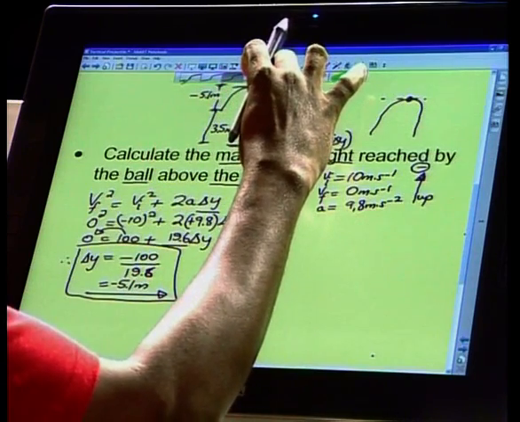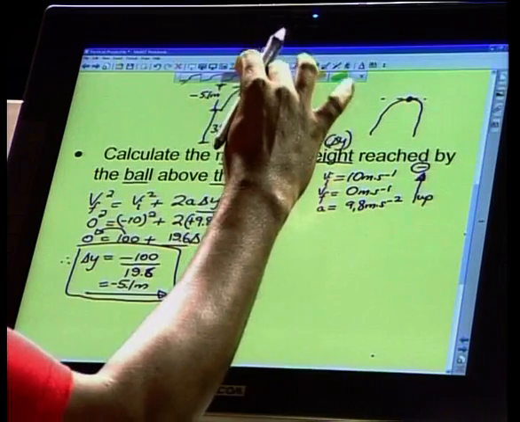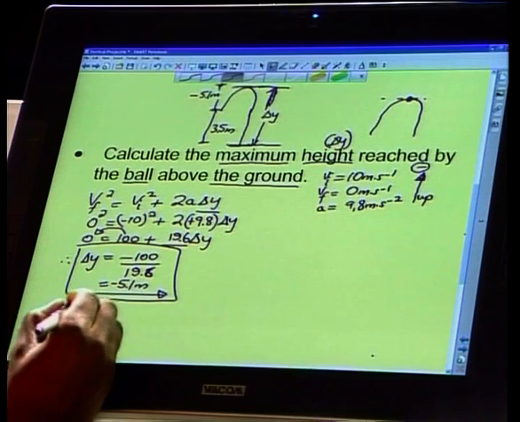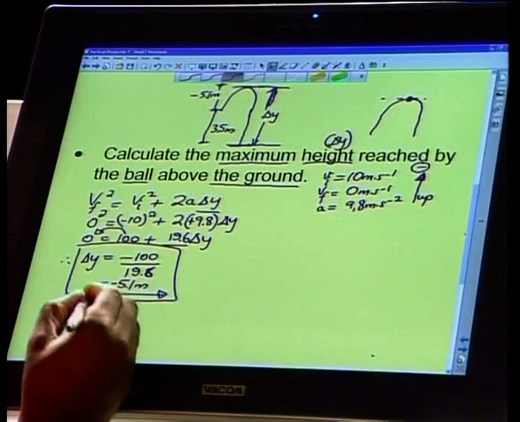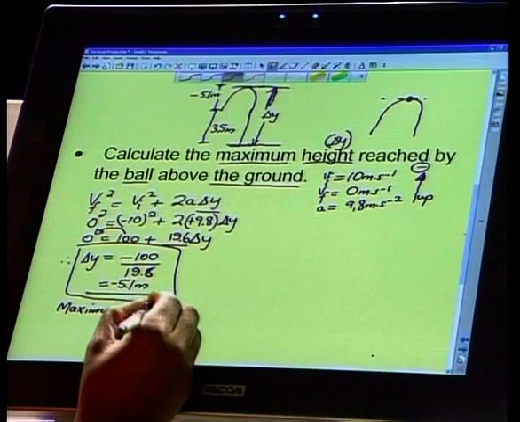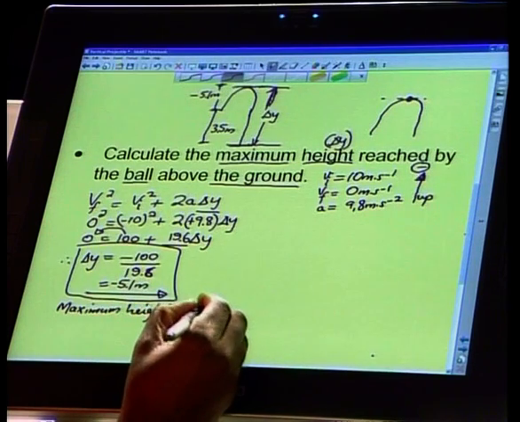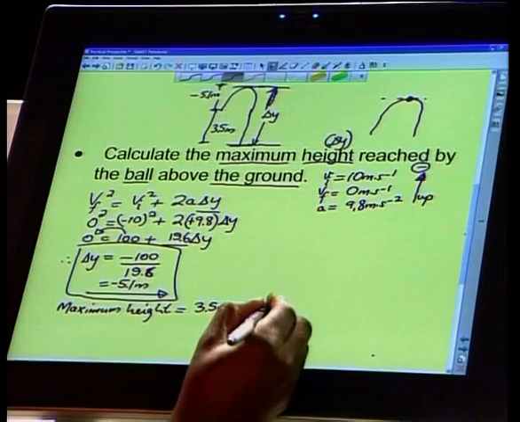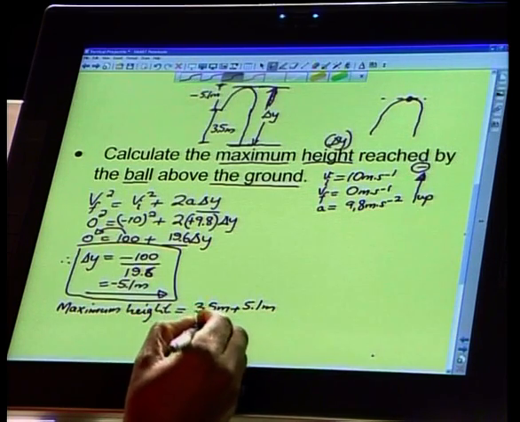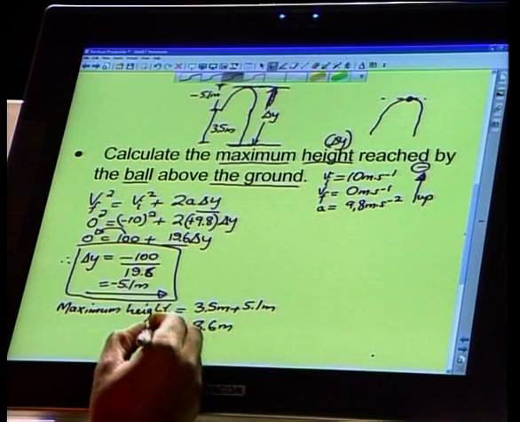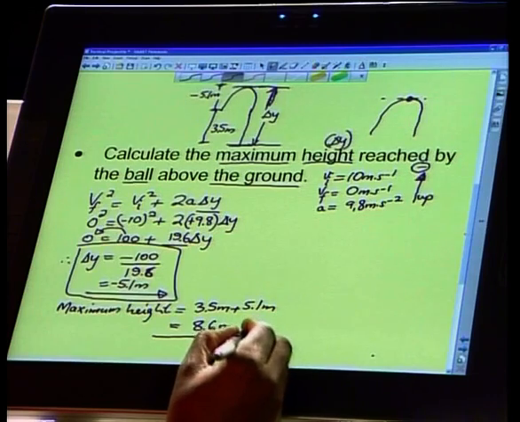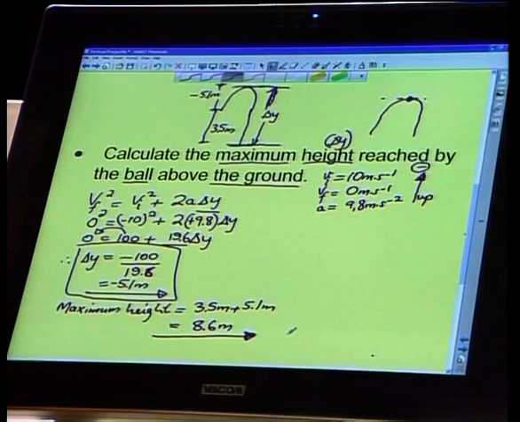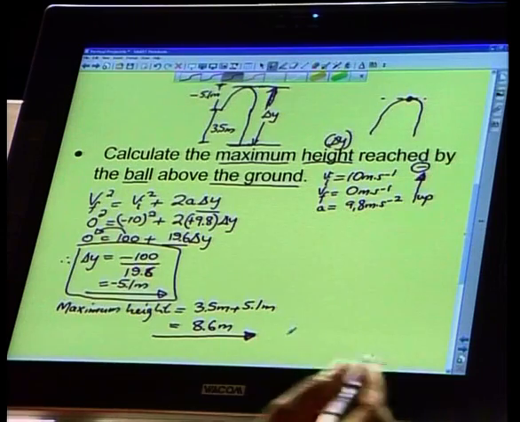If I want the total displacement here, the total height, I just have to add the two. So maximum height reached equals 3.5 meters plus the 5.1 meters, and that gives us 8.6 meters. So that is how high the object moved above the ground. That's the maximum height reached. Right, let's move on.